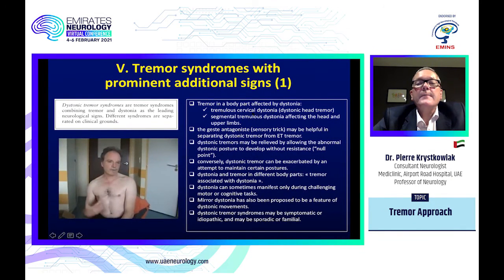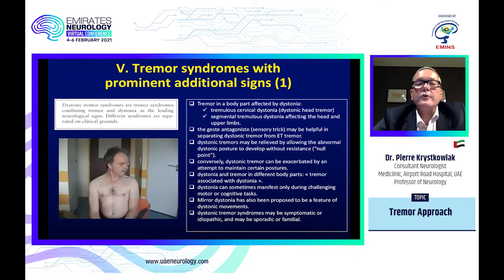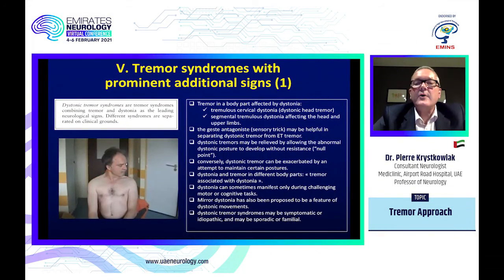You can have a tremulous cervical dystonia, for example a dystonic head tremor, or you can have a segmental tremulous dystonia affecting the head and upper limb. What is really helpful is sensory tricks, the geste antagonistes, which can help in separating dystonic tremor from essential tremor. Dystonic tremor may also be relieved by allowing the abnormal dystonic posture to develop without resistance. This is called the null point. Conversely, dystonic tremor can be exacerbated if you attempt to maintain a certain posture in the direction opposite to the abnormal posture, for example.